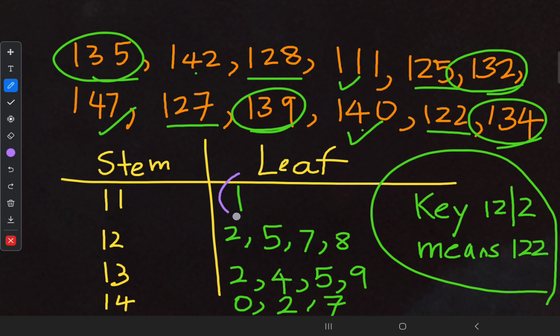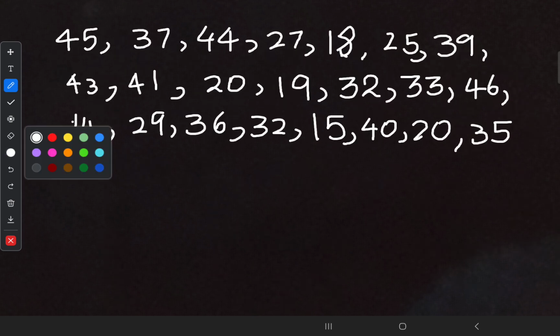You can represent only 1 digit in your leaf graph. That means 112, there are 2 digits in your stem. That's not a problem. In your leaf representation, you can only indicate 1 digit for a particular data. This is the thing you should understand before starting to do a stem and leaf diagram. In this question, let's identify our stem and leaf first.